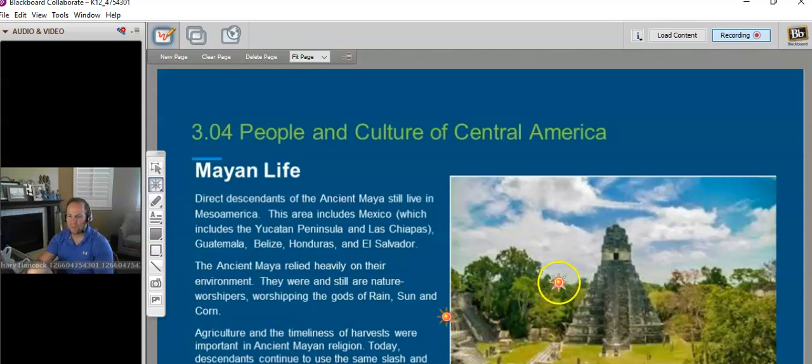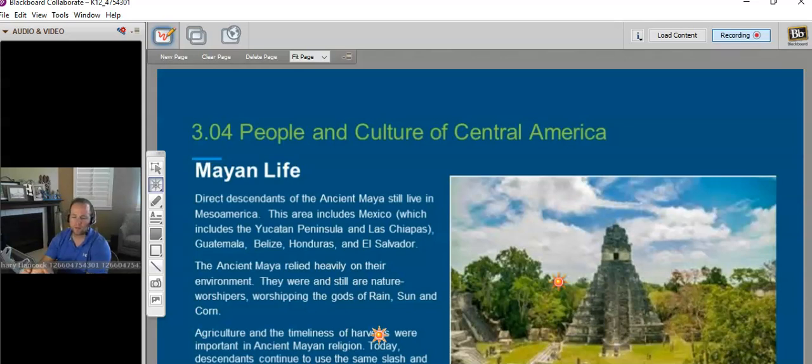But they made these awesome pyramids that you can still visit today, and I've been to some of them. From all that we know, they worshipped many different gods. Their religion was what's called polytheistic. They had gods for the rain, gods for the sun, a god for the corn.